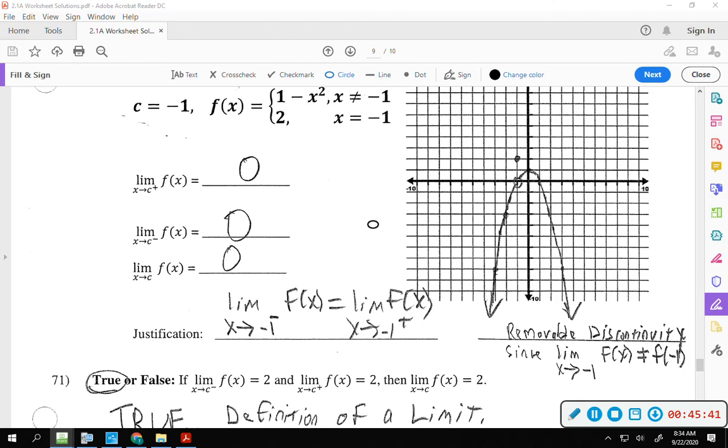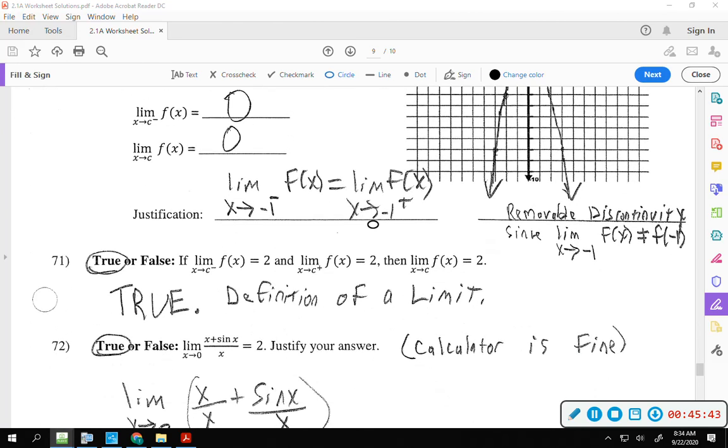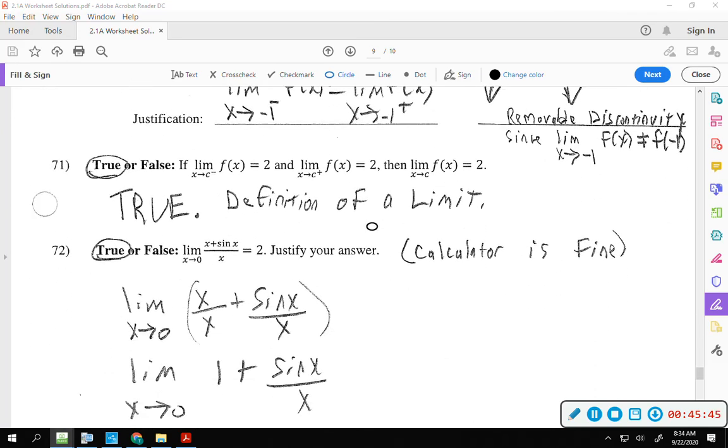Last part, true or false. The limit as x approaches c from the left of f(x) equals 2. The limit as x approaches c from the right of f(x) equals 2. Therefore, the limit as x approaches c of f(x) equals 2. True. That's a definition of a limit. If the left-hand limit equals the right-hand limit, that is the limit.